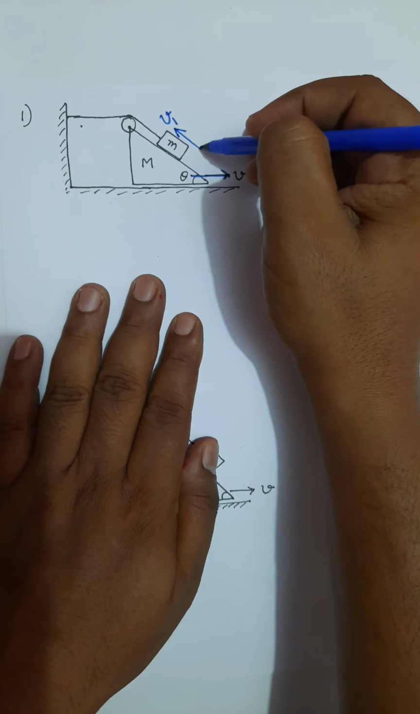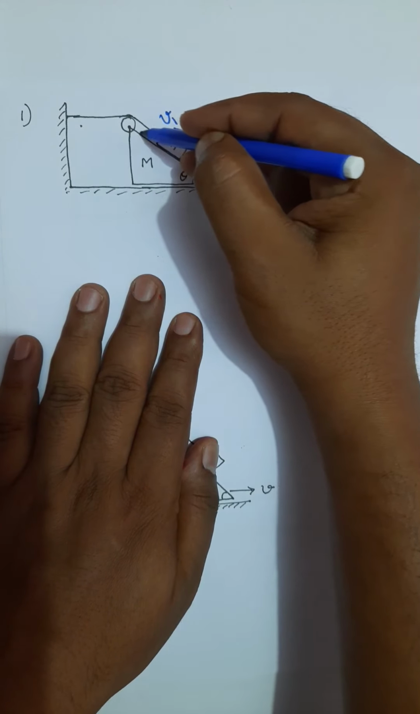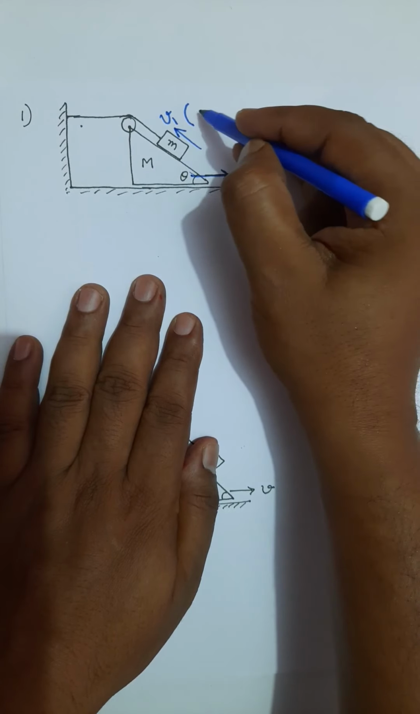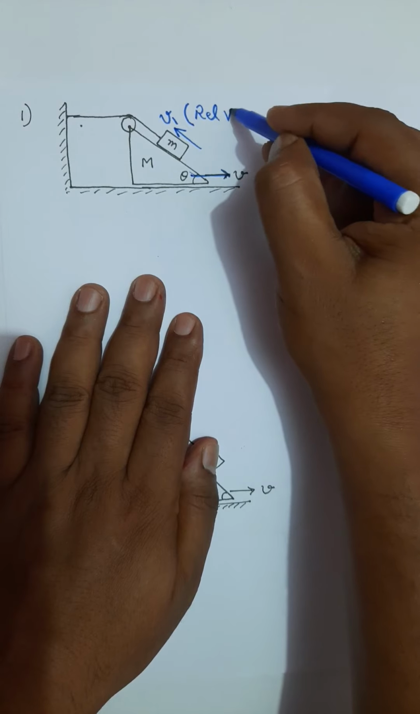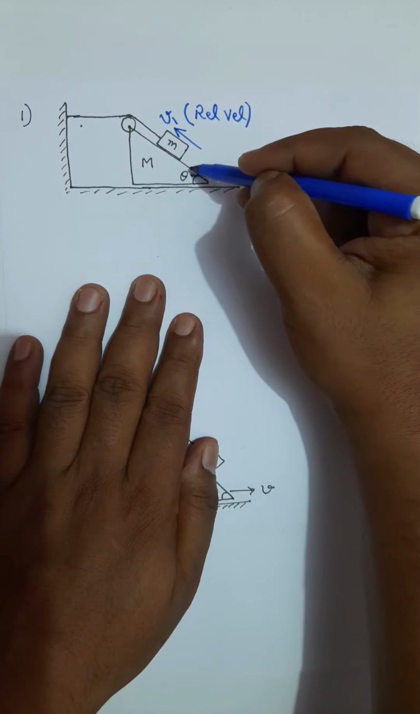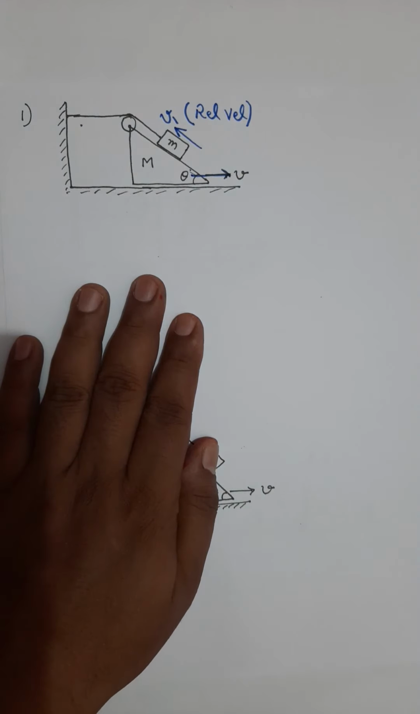So the velocity which is parallel to the wedge is always defined as the relative velocity. It is the relative velocity of the block. It is the velocity of this block in the frame of the wedge. It is not the absolute velocity.